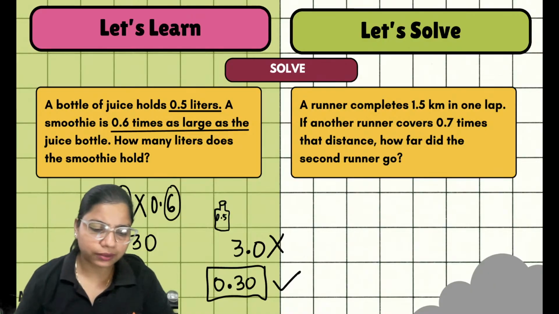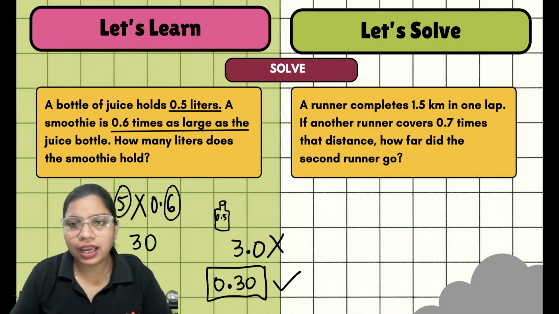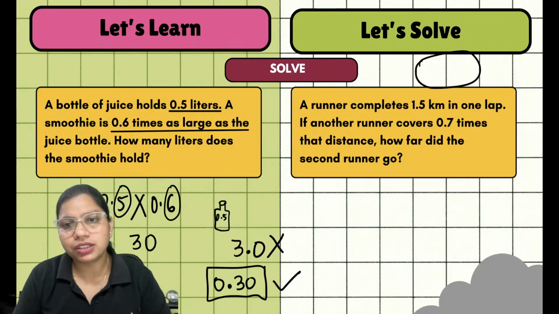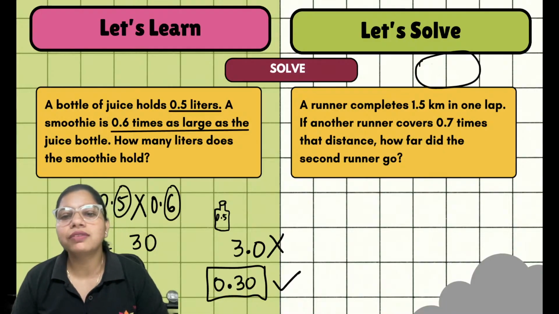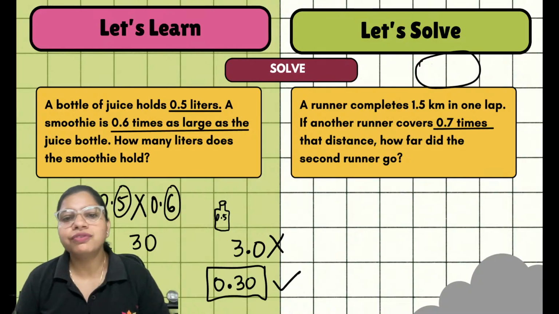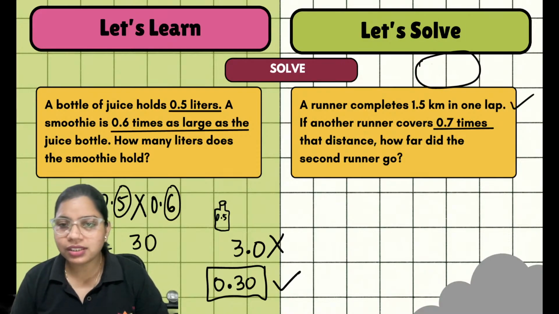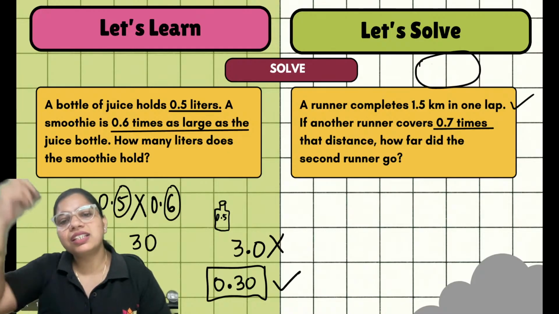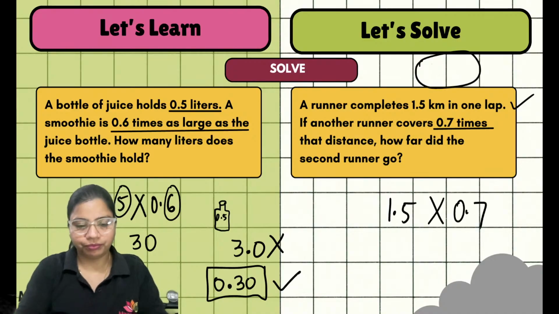But let's understand. A runner completes 1.5 kilometers in one lap. One lap is 1.5 kilometers. So one complete lap is 1.5 kilometers. If another runner covers 0.7 times the distance, how far did the second runner go? So we know the first runner covers 1.5 kilometers. The second one is 0.7 times the distance. So just do 0.7 times 1.5.